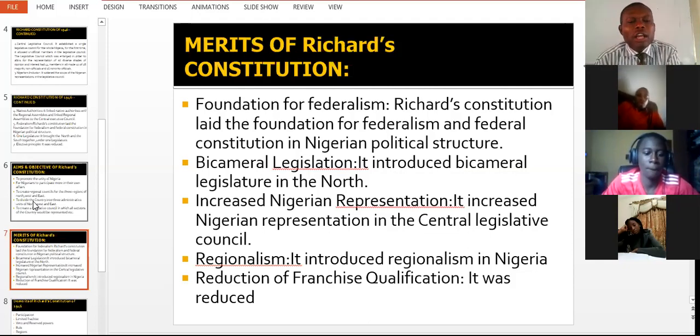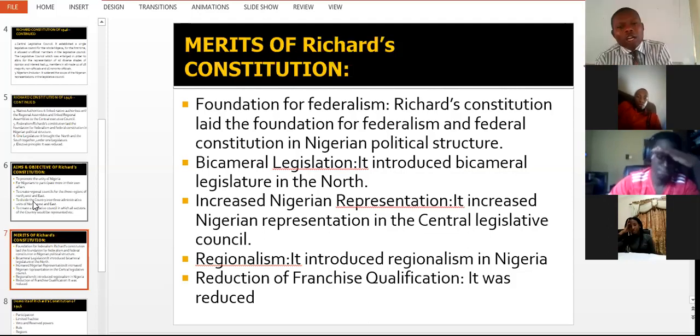All right, let's look at the first one now. It's a foundation for federalism. You know that one, it was in the characteristics. The Richard Constitution laid a foundation for federalism and a federal constitution in Nigeria's political structure. This advantage, we had it in our features, so you can see it's almost the same thing. That's the technique of government.